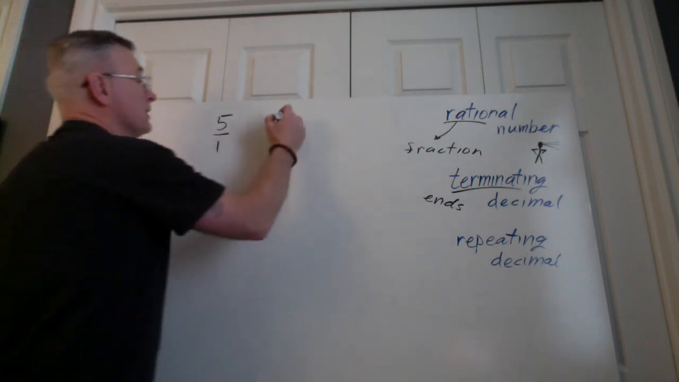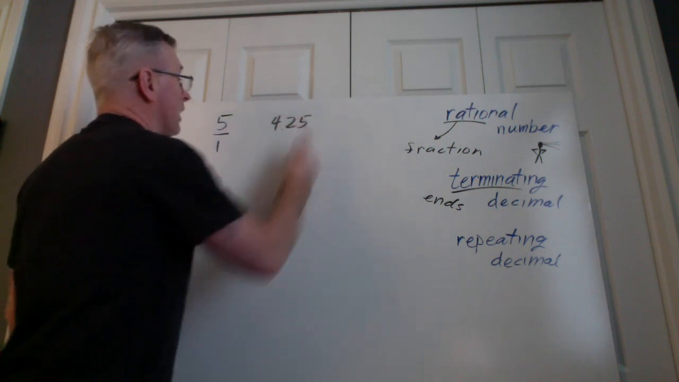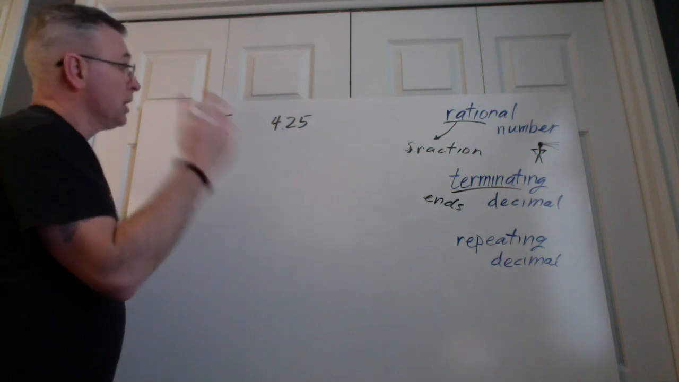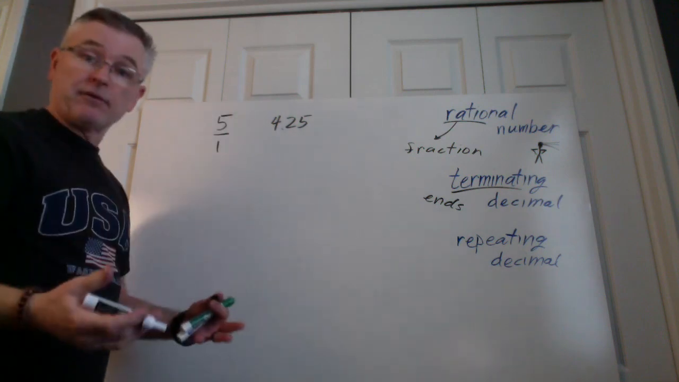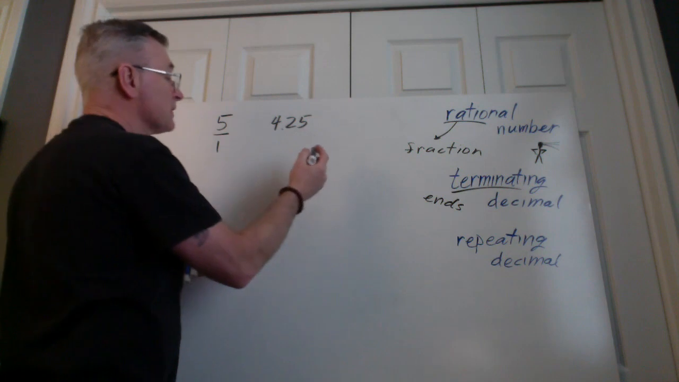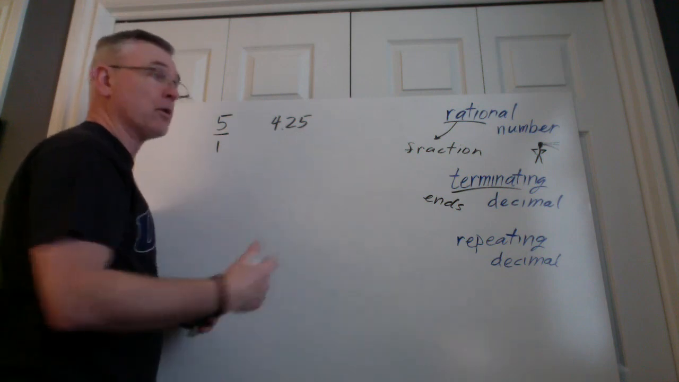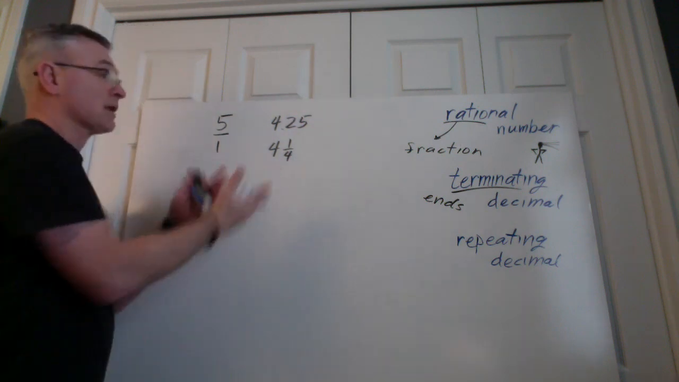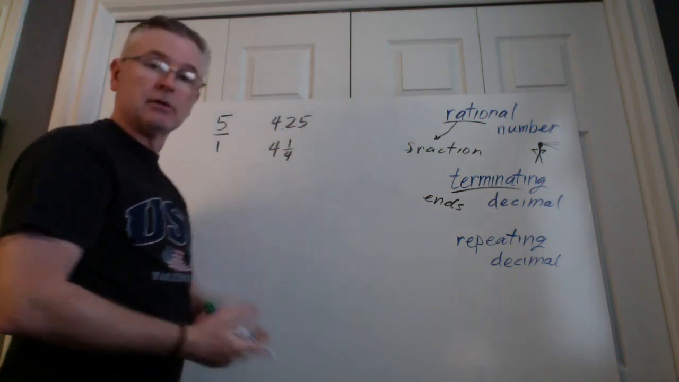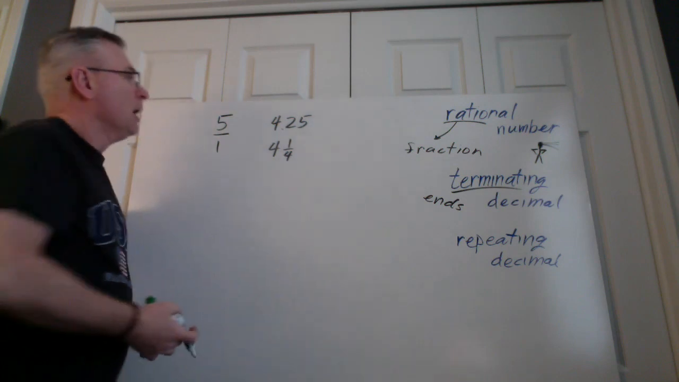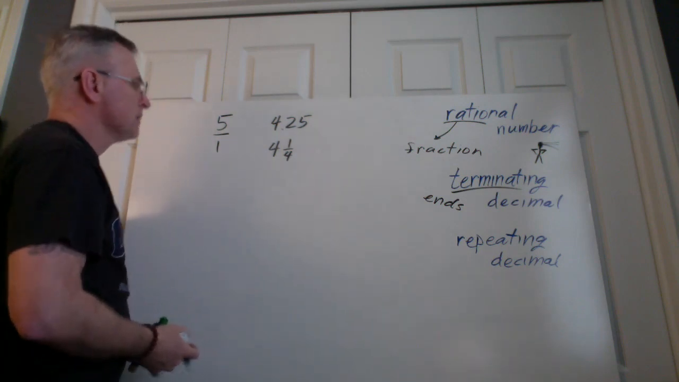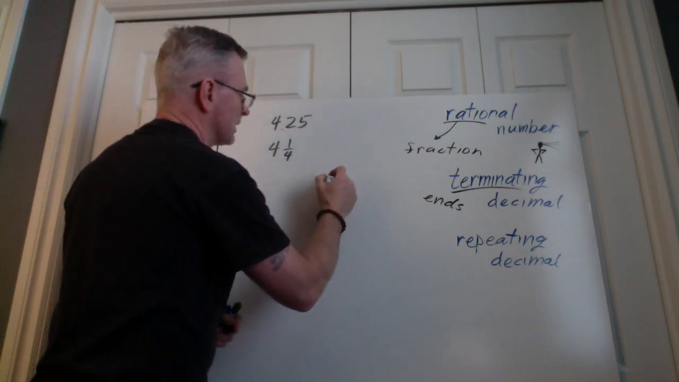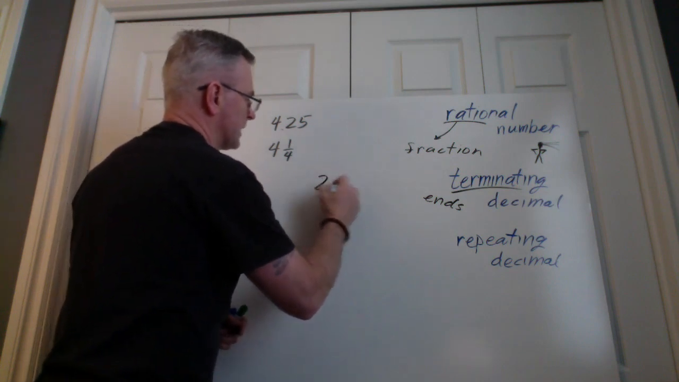If I had something like 4.25, is 4.25 a rational number? Well, can I write it as a fraction? 0.25 is 25 over 100, or 1/4, so this is 4 1/4. Looks like a fraction to me. It's a rational number, right? How about this? This is where things get really kind of sticky.